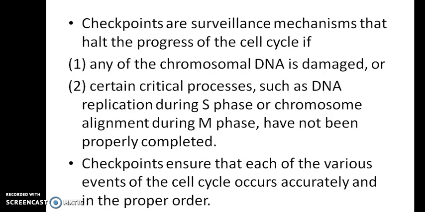Checkpoints are surveillance mechanisms that halt the progress of the cell cycle if any of the chromosomal DNA is damaged, or certain critical processes such as DNA replication during S phase or chromosome alignment during M phase have not been properly completed. Checkpoints ensure that each of the various events of the cell cycle occurs accurately and in the proper order.